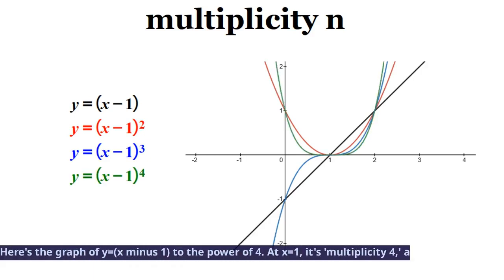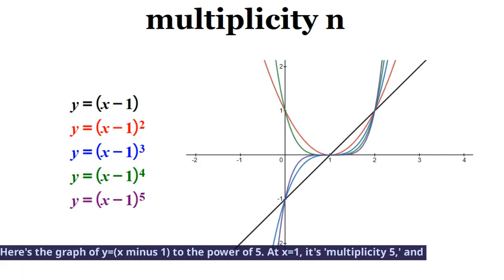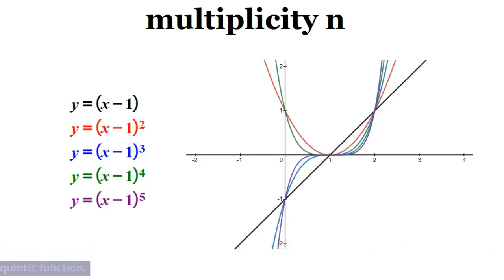Here's the graph of y equals (x minus 1) to the power of 4. At x equals 1, it's multiplicity 4, and the graph is a quartic function. Here's the graph of y equals (x minus 1) to the power of 5. At x equals 1, it's multiplicity 5, and the graph is a quintic function.